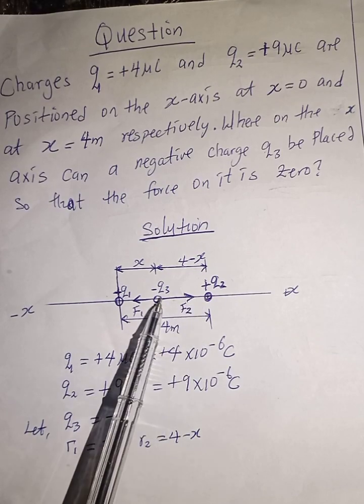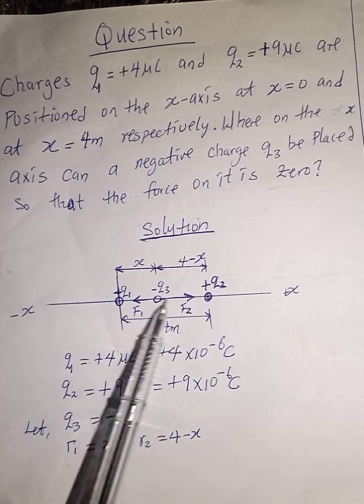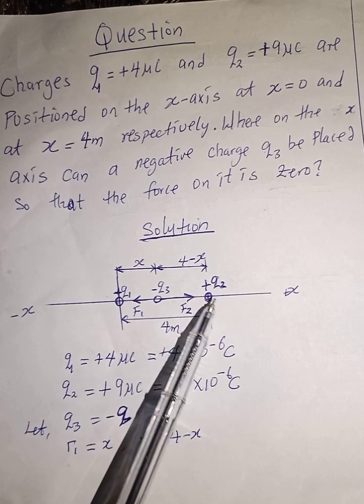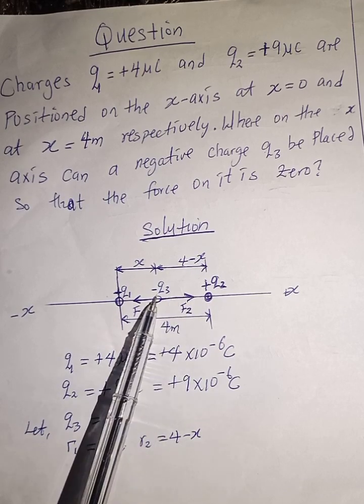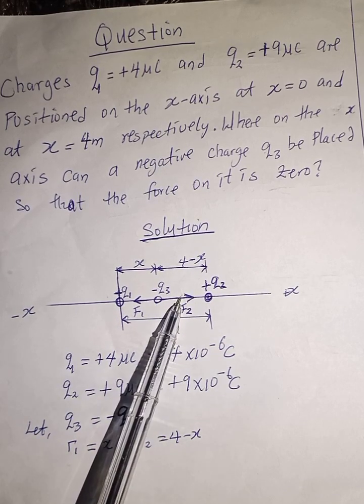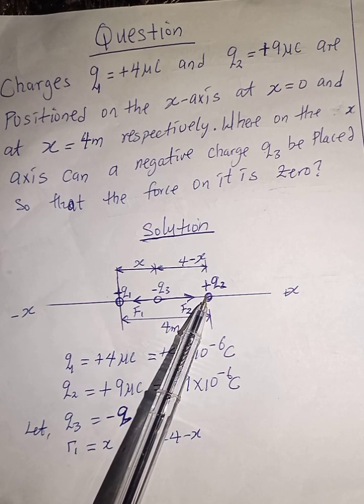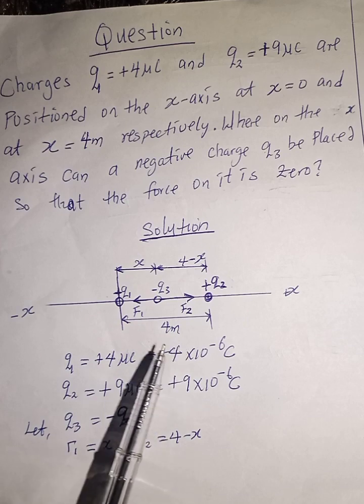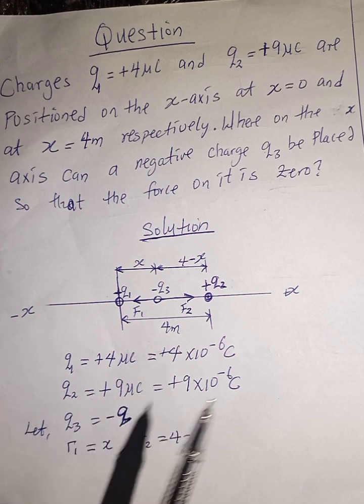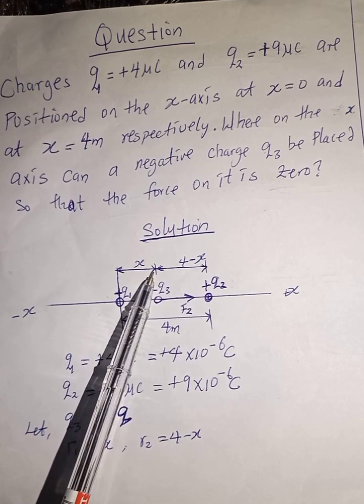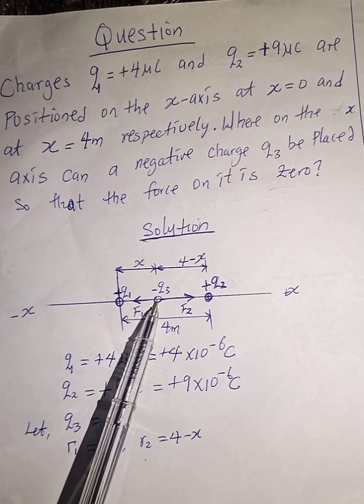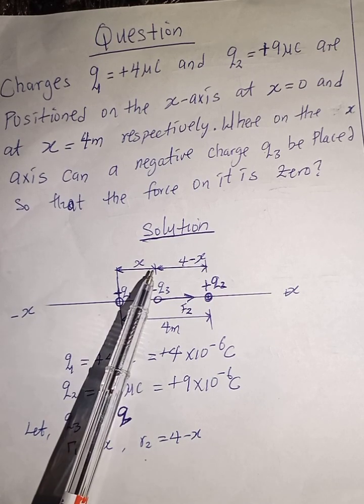The same thing, Q2 will also be trying to attract Q3 towards itself. This is the force of attraction. Then that force will be going to the right-hand side. Call that one F2. So the distance between Q2 and Q3, I'll call it r2, which is from here to here. The distance between Q1 and Q3, I'll call it r1, which is from here to here.